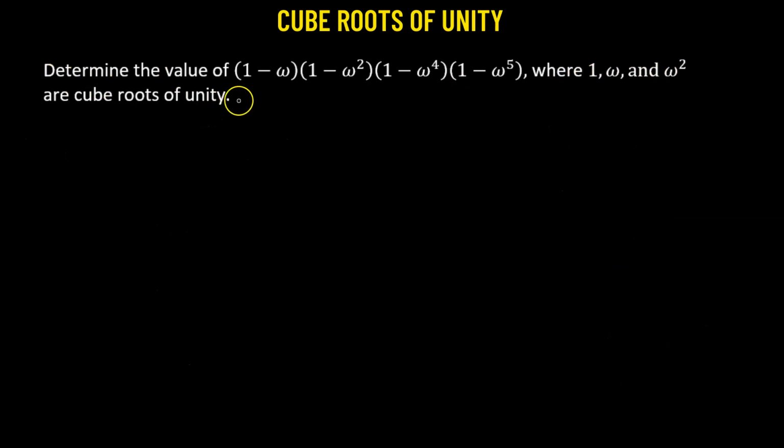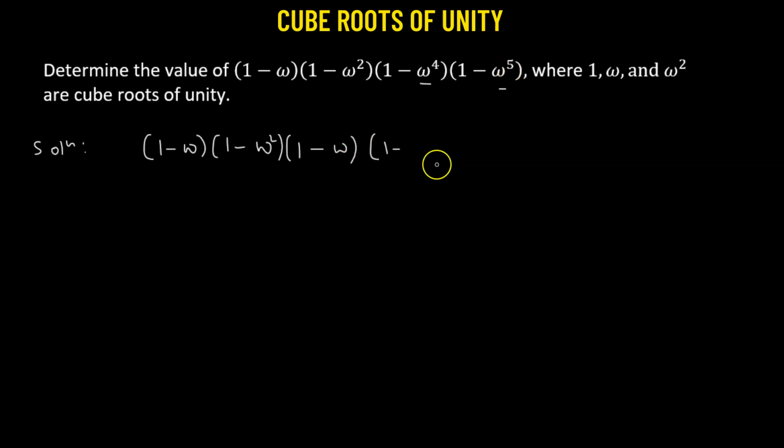Now using the same idea, we'll try to find out the value of this new expression, in which we have negative signs. So let's begin. Here we have 1 minus omega multiplied by 1 minus omega squared multiplied by 1 minus omega raised to the power of 4. But we know that omega raised to the power of 4 is omega, and 1 minus omega raised to the power of 5 is simply 1 minus omega squared. Now we have 1 minus omega repeating, and 1 minus omega squared, which is also repeating, so this is simply squared.